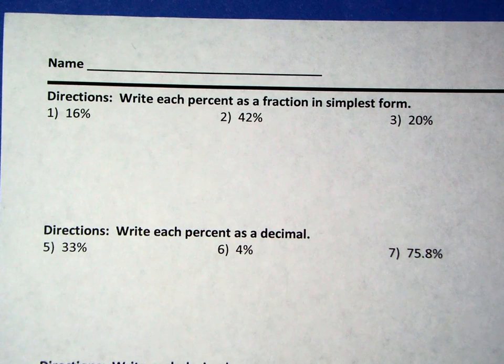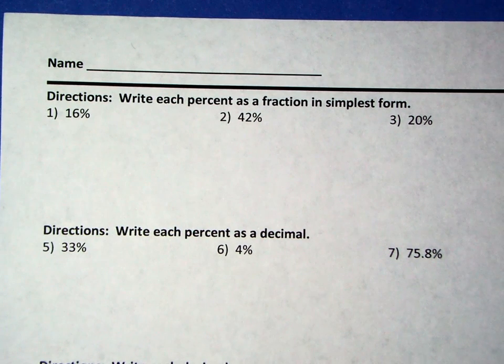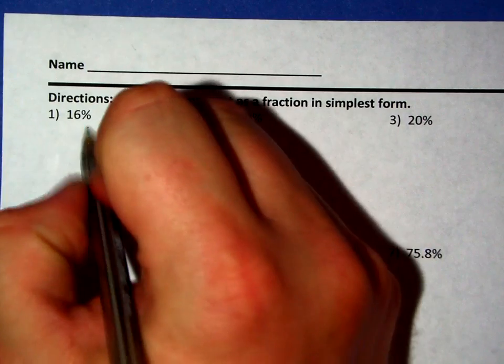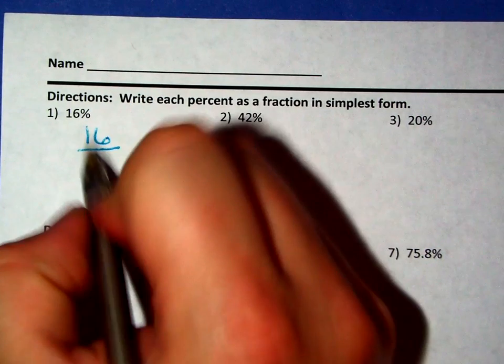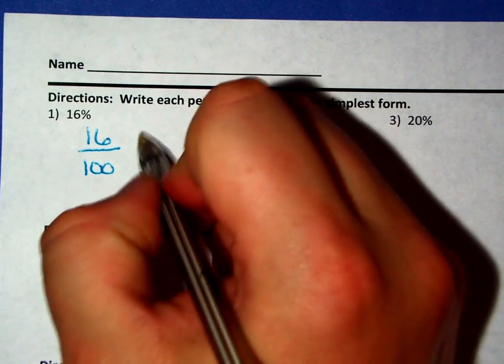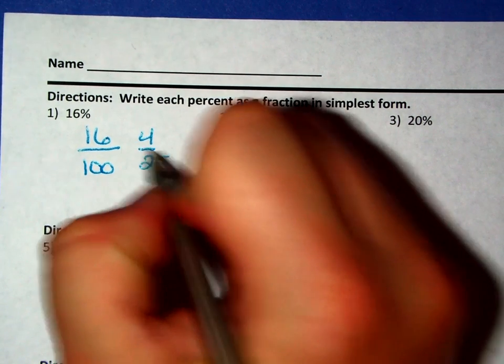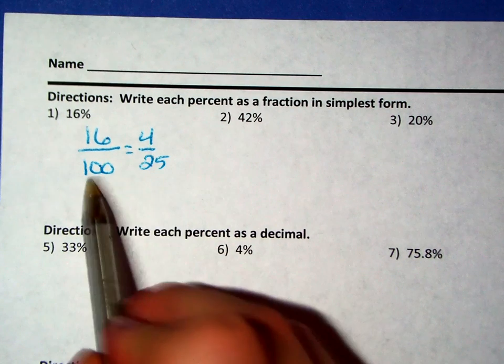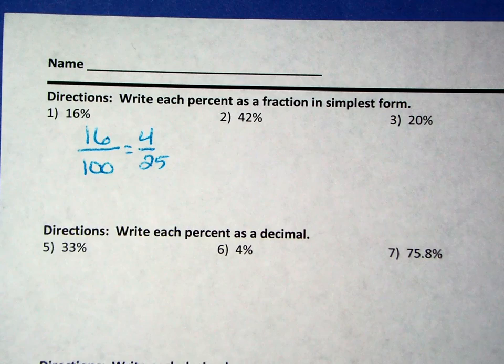Our instructions for our worksheet tell us to write the percent as a fraction in simplest form. And so our percent here is 16%. And we know that 16% is 16 out of 100 intuitively. And so we will write that in fraction form by saying 16 over 100. That can then be reduced to 4 over 25 by dividing both 16 and 100 by 4. 16 divided by 4 is 4. 100 divided by 4 is 25. That process holds true for all of these problems across the top.